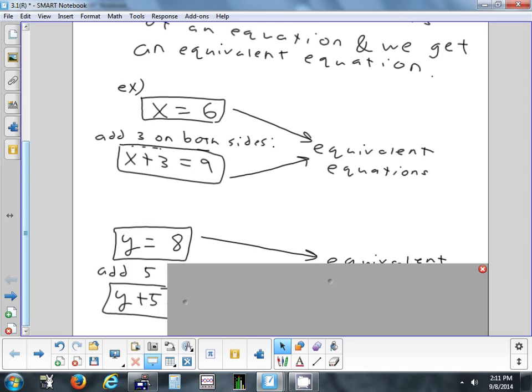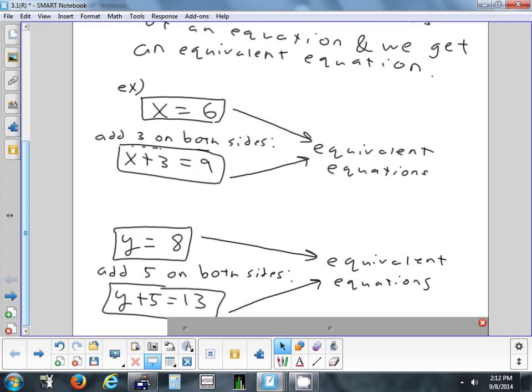Right? What if you add 5 on the right-hand side? Katie? What if you add 5 on the right-hand side? Which is? Think about it. 8 plus 5? 13. These are called equivalent equations. 8 plus 5 is 13. Equations that have the same answer are equivalent. Equivalent equations.